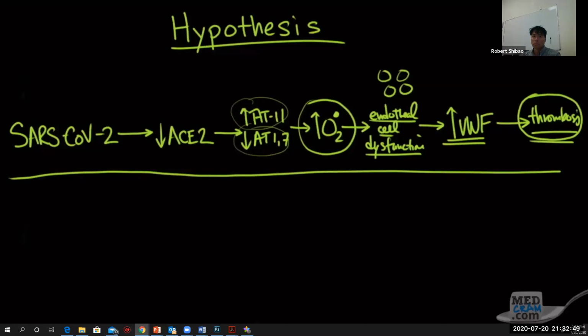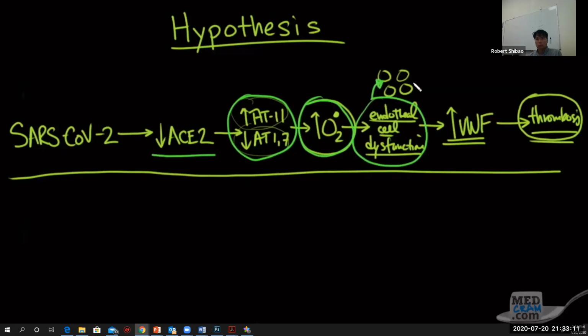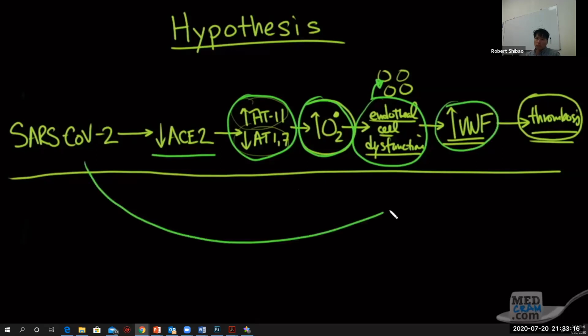We know that ACE2 is involved in the infection. We know that ACE2 causes this pattern. We know that this pattern does cause an increase in superoxide. We know that superoxide and oxidative stress is going to cause endothelial cell dysfunction, which is going to release these little bodies inside that will increase von Willebrand's factor. We know, based on information and case reports, that we see an elevation in von Willebrand's factor, as we showed you here in the first article. And we can see here that von Willebrand's factor can cause an increase in thrombosis.